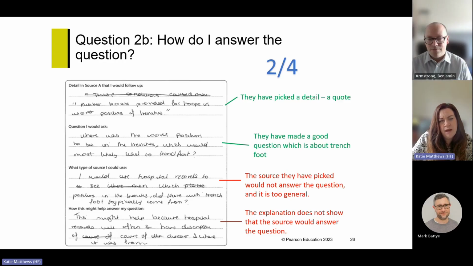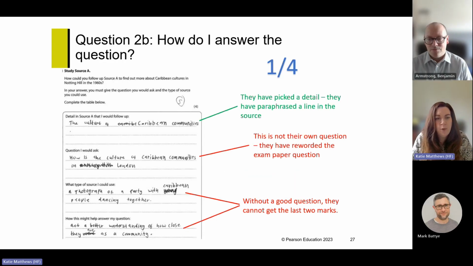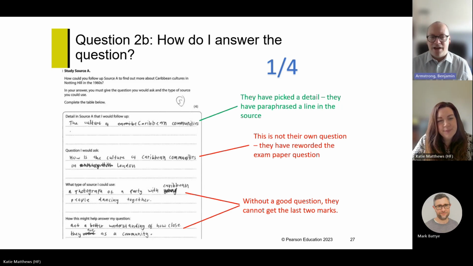Really useful, thank you, Ben. Should we just have a look maybe at one more example? As we said, students do struggle with this one sometimes. So this is a different example. This is taken from the migration topic, so it's about Notting Hill.